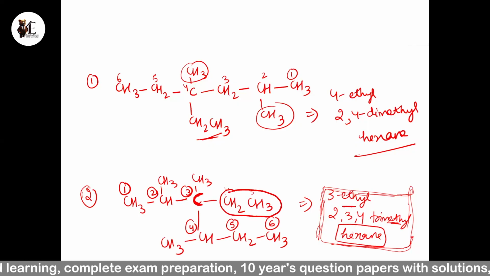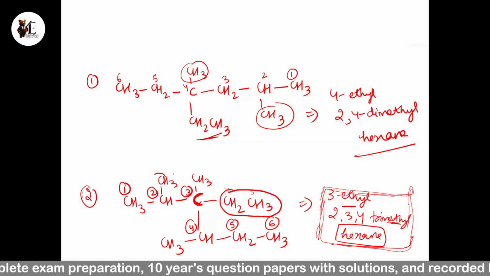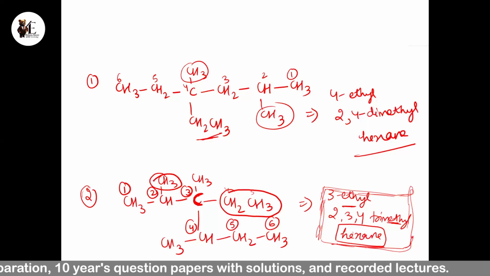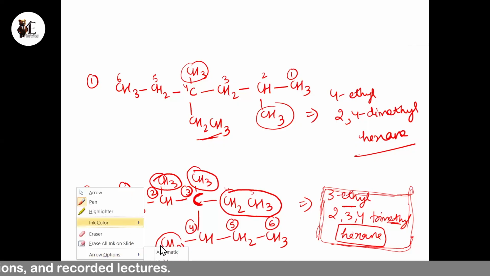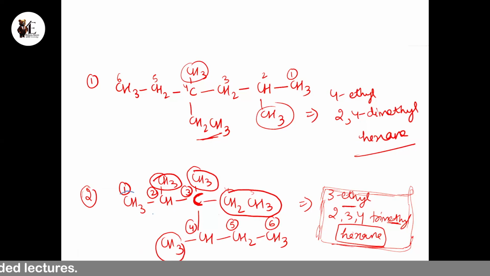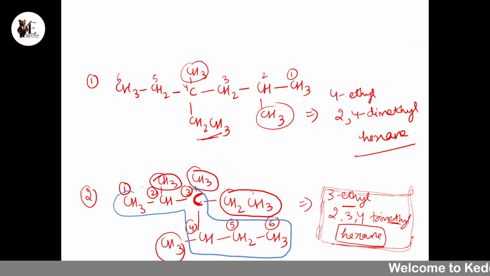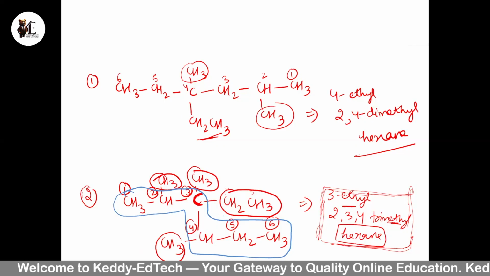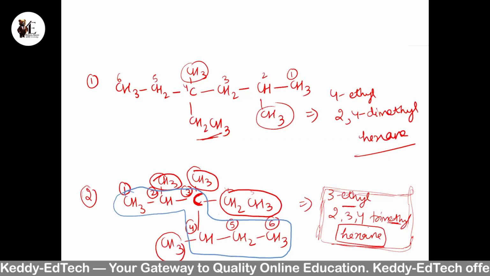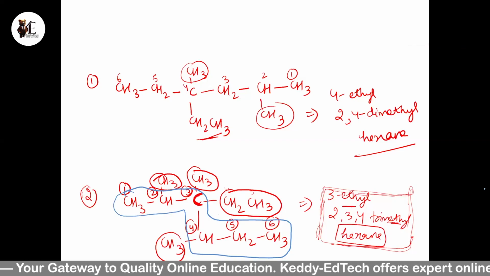So 3 ethyl, then substitute methyl groups. At the second position, we have a methyl group. At the third position, we have a methyl group. And at the fourth position, we have a methyl group. And this is your longest chain. Okay, so you just have to substitute these groups. At third position, you have ethyl. At 2, 3, and 4, you have methyl. So it is 3-ethyl, 2, 3, 4, trimethyl hexane. Okay, so this answer is correct. If you have any doubt in these, then please let me know.